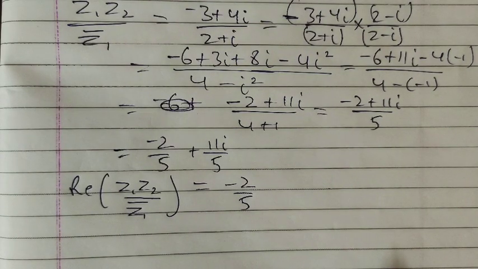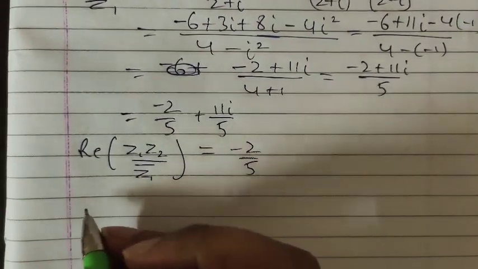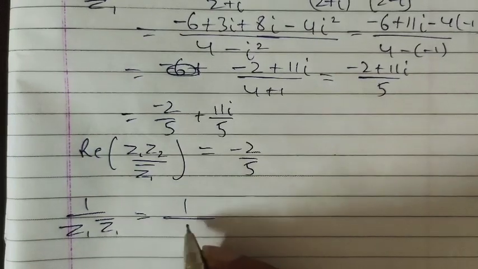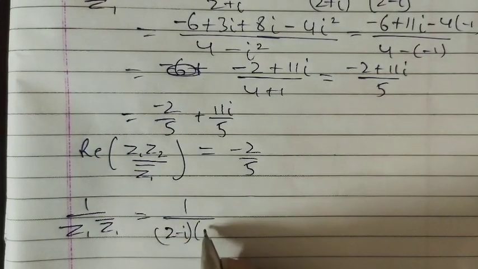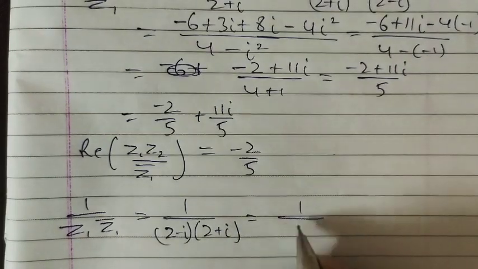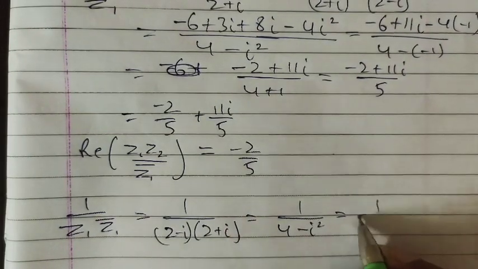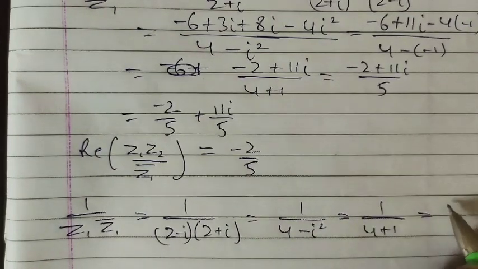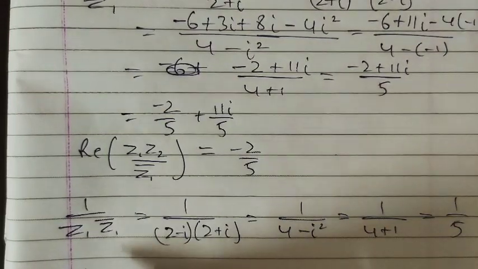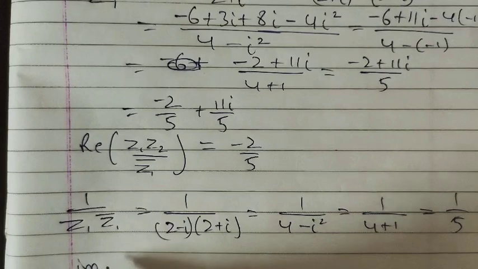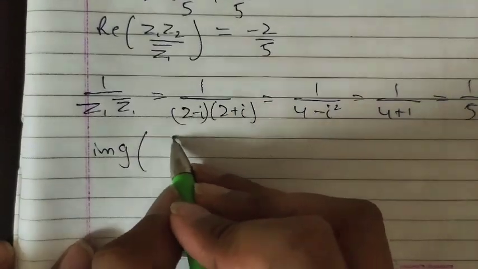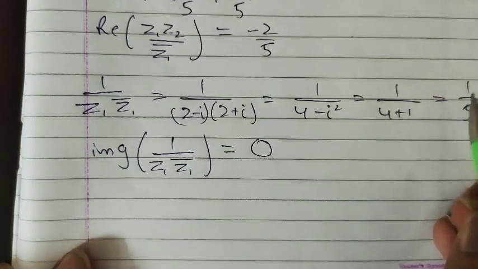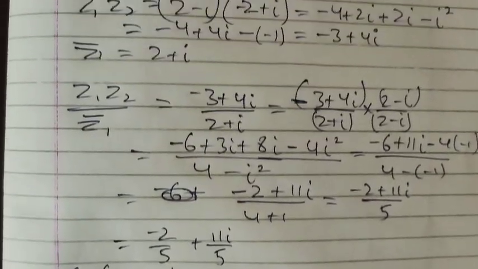Similarly, 1 upon z1 z1 bar. So 1 upon z1 z1 bar is equal to 1 upon z1, which is 2 minus iota, and z1 bar is 2 plus iota, so 1 upon 4 minus iota square, which is 1 upon 4 plus 1, since iota square is minus 1 and minus multiplied by minus is plus, so 1 upon 5, right? What we have to find is the imaginary part. So the imaginary part is equal to 0 because there is no iota, right? So this is our answer of question number 12.